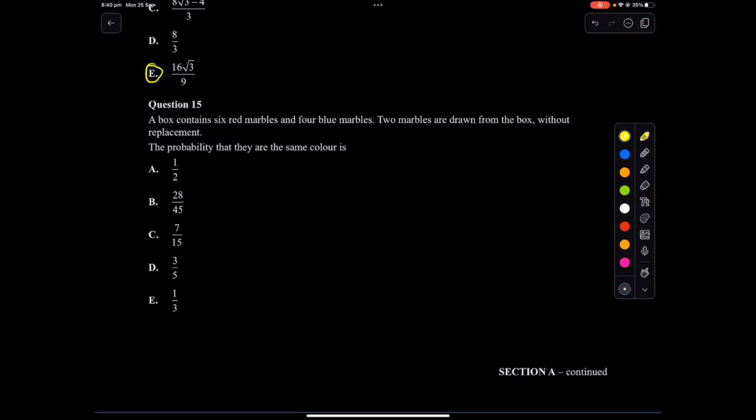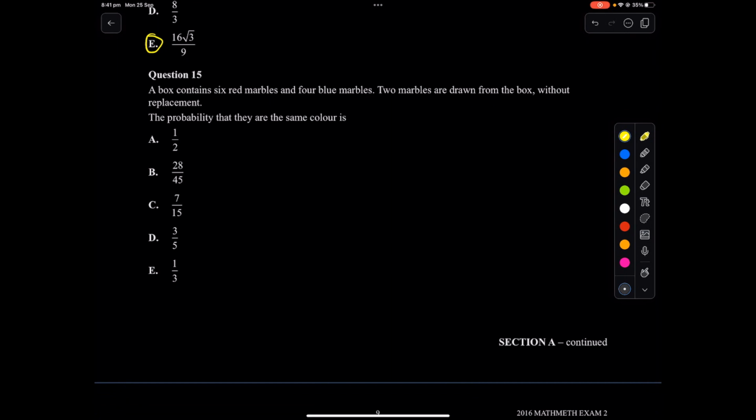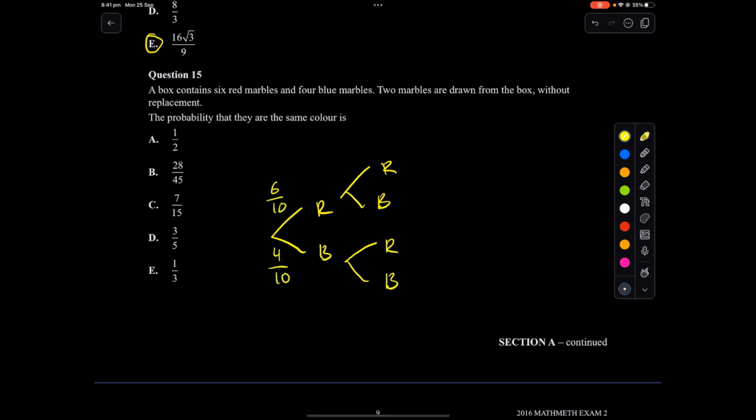Question 15. A box contains 6 red marbles and 4 blue marbles. 2 marbles are drawn from the box without replacement. The probability that they are the same color. Very nice, and a typical question. So red, blue. We know that there is in total 10, so we know that there's 6 on 10 red, 4 on 10 blue.